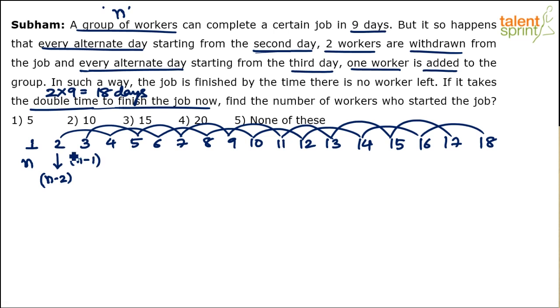N minus 2 plus 1 makes it what? N minus 1. Now fourth day, minus 2. Minus 2 from what? From n minus 1. So n minus 1 is already there. Minus 2, it becomes n minus 3.